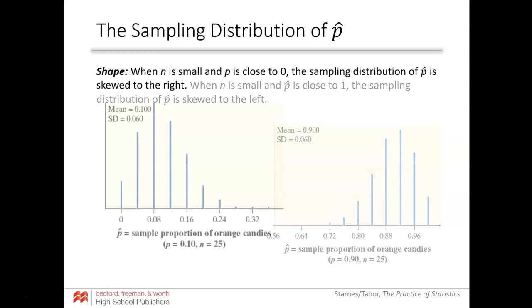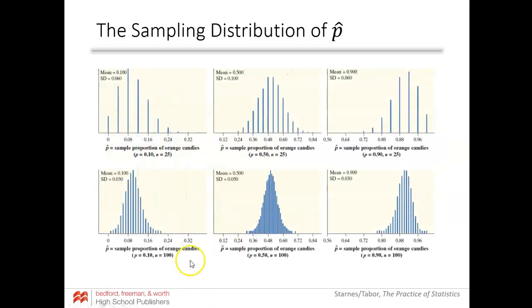If I go back and look at that, notice how the skewedness was more distinct when we had a smaller n versus a larger n. With a larger n it had more of a normal distribution shape, and it took care of the variability. But notice here in the middle of the bottom row, this is where we had a larger n and a population proportion that was exactly 0.5.